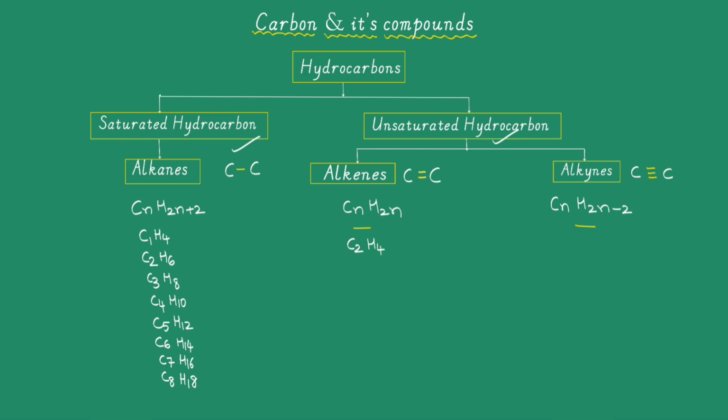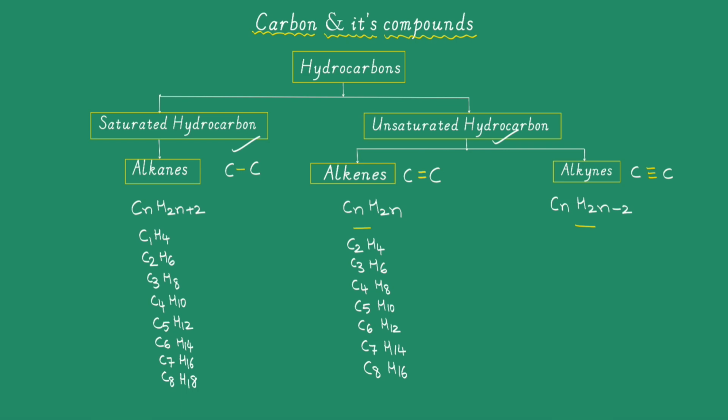If there are 2 carbon atoms, then exactly double the number of hydrogens, so C2H4. If there are 3 carbon atoms, double the number of carbons, that is 3 times 2 is 6, C3H6. C4, hope you understood it. How to write the molecular formula of alkene? C4H8, C5H10, C6H12, C7H14, C8H16. In this way we can write alkenes.